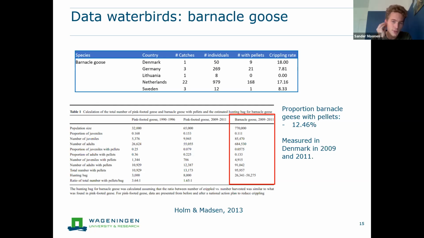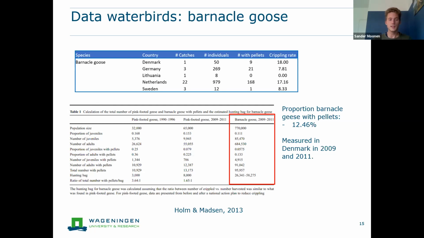In general, the proportion of barnacle geese looking at both adults and juveniles was 12.46%, which is somewhat in between the other numbers that we found. In Denmark, for example, it was 18%, which was found by Jesper as well. However, if you look at, for example, Germany, we did 3 catches and with quite a lot of barnacle geese, almost 270. We found only a percentage of 7.8%.